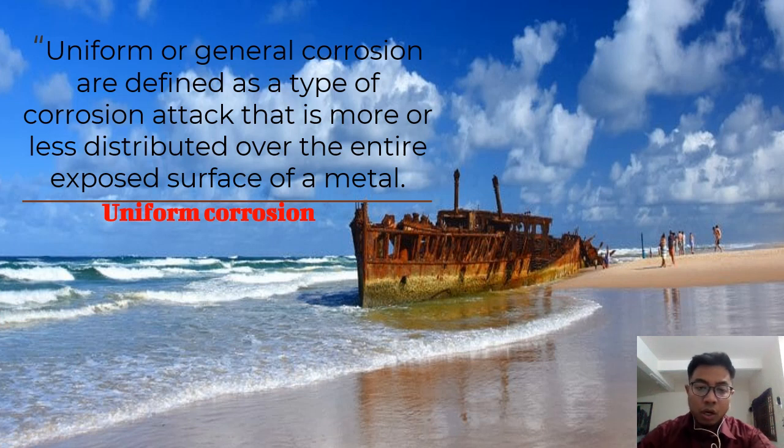Firstly, we are going to cover uniform corrosion. Uniform or general corrosion is defined as a type of corrosion attack that is more or less distributed over the entire exposed surface of a metal. As you can see on the slide, the surface of the ship has uniform corrosion. The variables of corrosion are time and the chemical reaction on the surface.